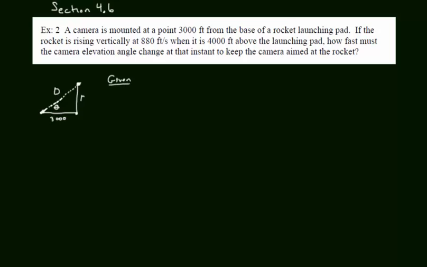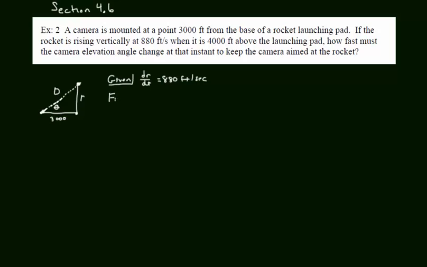Given. There will always be a rate that is given. In this case it is 880 feet per second. Can you guess the label on that? If you're thinking dr/dt, you are correct. The derivative of r, the rocket distance, with respect to time. And it's positive, not because it's going up, but because the distance that we called r is increasing.